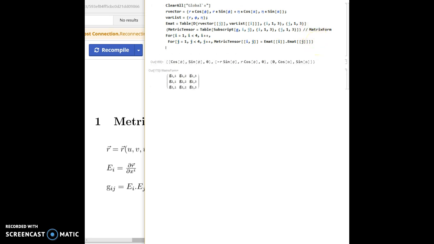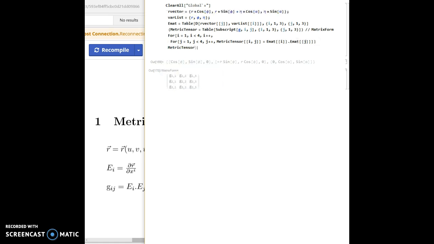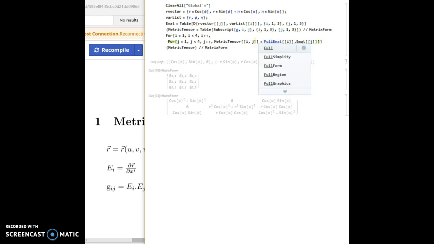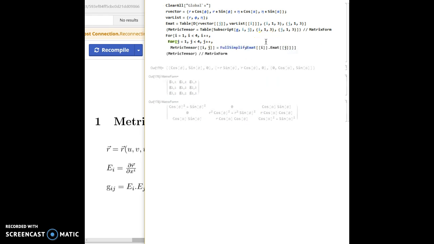So now let's take a look at the metric tensor after we define the components using the nested for loop. And now we can also simplify. We know that this can be simplified to r squared, because cos squared phi plus sine squared phi equals 1. So we'll use the FullSimplify function. And there it is.